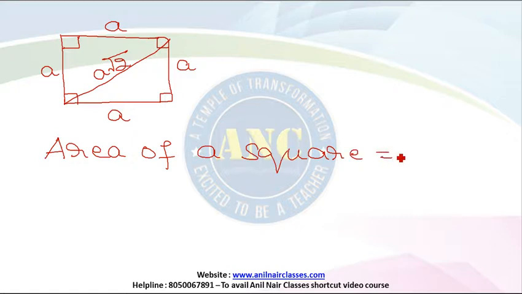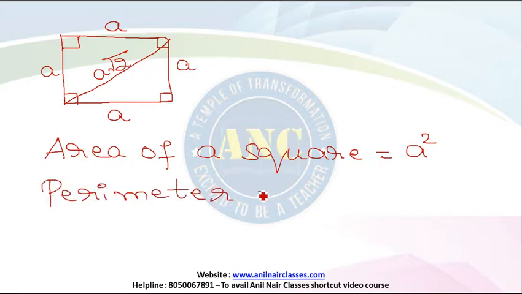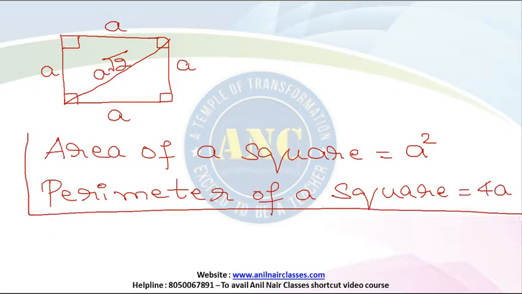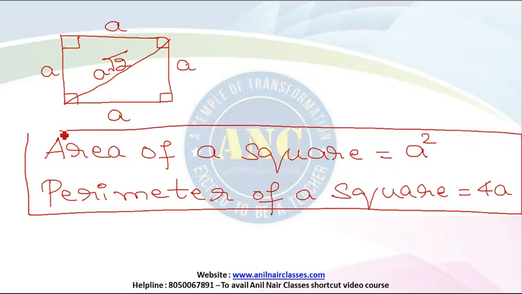In this example, I have taken the side as a, so it is a into a, that is a square. Similarly, the perimeter of a square. Perimeter is nothing but the sum of all the sides. Perimeter of a square is a plus a plus a plus a, which is 4a. So let us solve a few questions based on these two concepts, area and perimeter of a square.